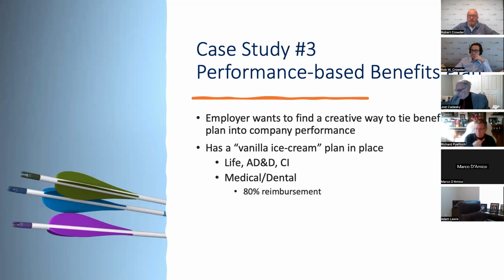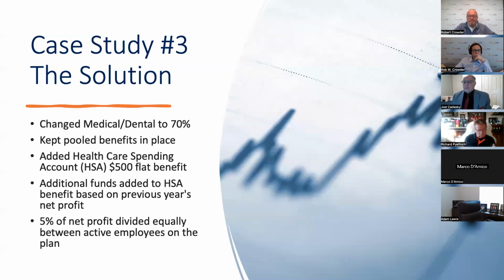So the company had a very vanilla ice cream plan in place. The vanilla ice cream component really was their quote. When we first started dealing with this company, they said, yeah, it's a vanilla ice cream plan and it's boring. But again, those feature-based questions really opened up a conversation. They had a basic life, AD&D and CI amount. They had medical and dental coverage, and they had 80% reimbursement. Again, very standard vanilla ice cream plan.